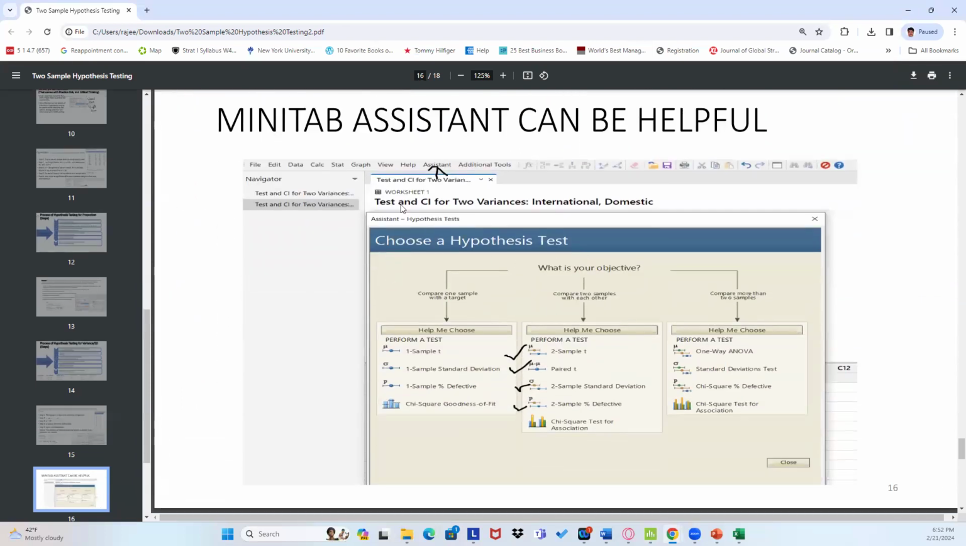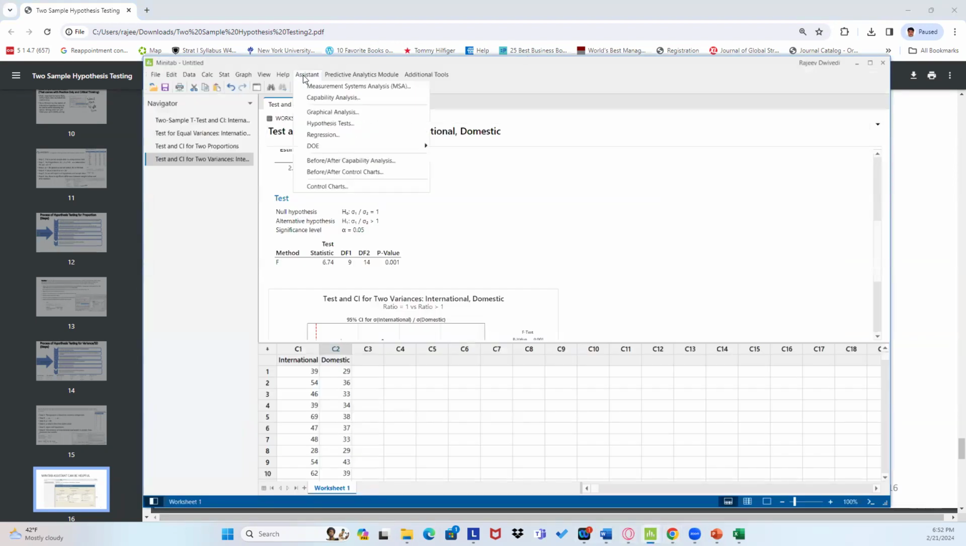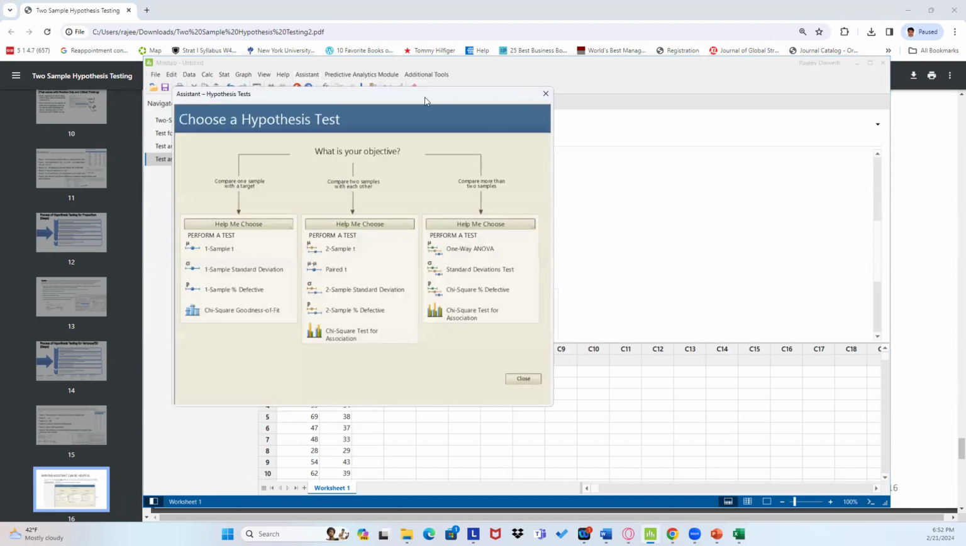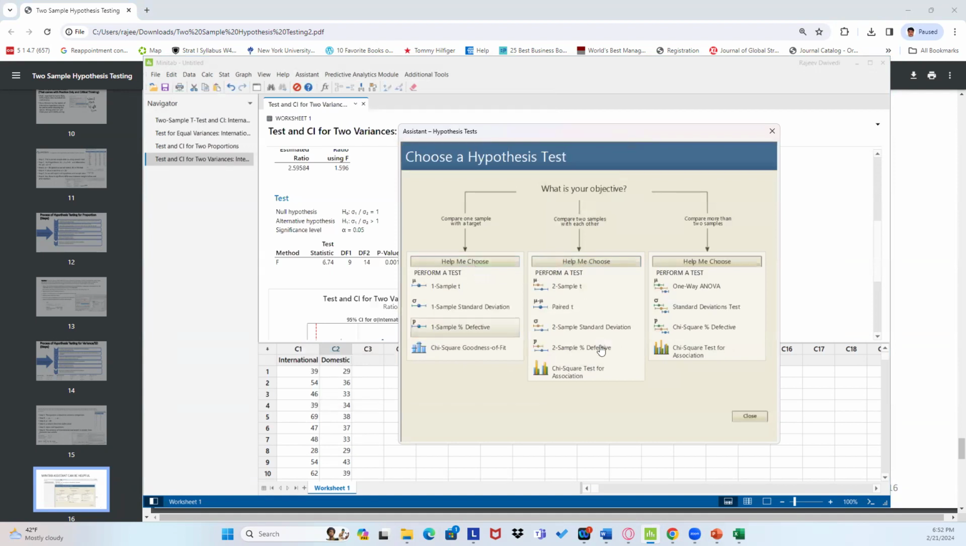The other option under Minitab is to choose hypothesis testing under Assistant. Here you have hypothesis testing, and now you can select the two-sample options. Here you have the 2-sample t-test, paired t-test, and 2-sample standard deviation. So basically this is the hypothesis.